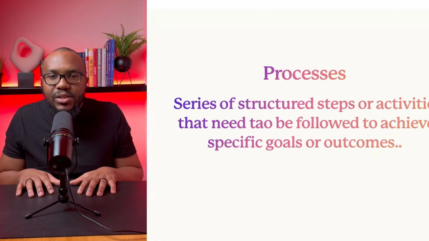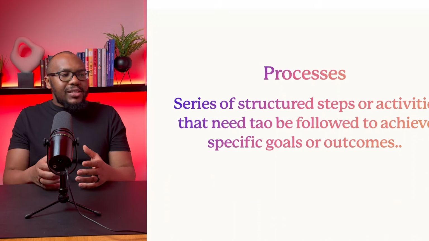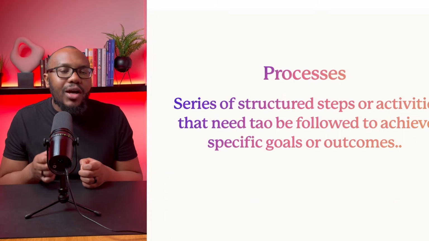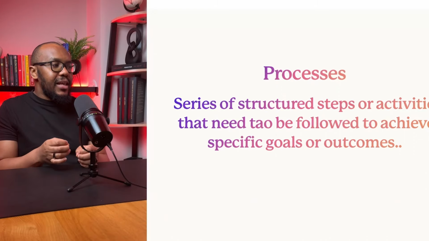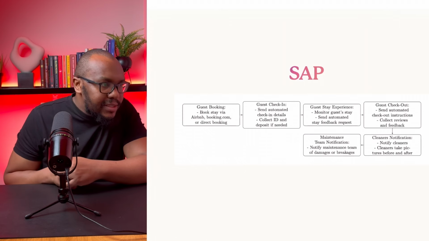So processes, what are processes? Processes are a series of structured steps or activities that need to be followed to achieve specific goals or outcomes. So those are the processes. That's the whole thing: systems, automation, and processes. I'll just show you a screenshot of how everything works. I just did this flow chart. I don't know, hopefully it's clear.